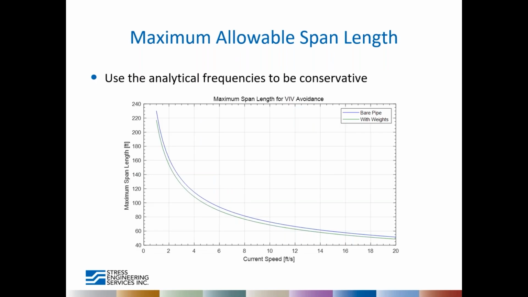So in this case, I've graphed the maximum span length allowable versus current speed for both the bare pipe and the pipe with weights. And the green line now provides a conservative warning line basically for the span lengths and the current speed. So if you're operating at a condition where your span length and your current speed come below the green line, you don't have to worry about VIV. Anything above that, and you need to consider the possibility that VIV is occurring.